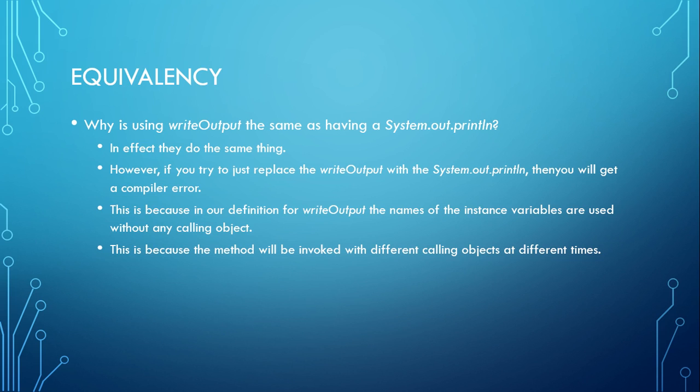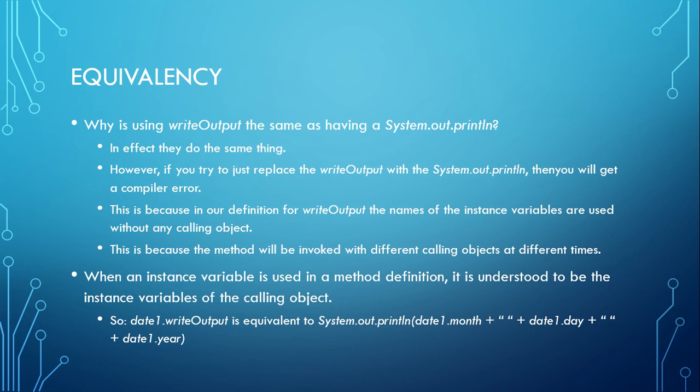Right? And this is because the method will be invoked with different calling objects at different times. So with our method, we can just do date1.writeOutput, and it just does what we want to do. Or we can do date2.writeOutput. If I didn't do that, I would have to write System.out.println statements each time for date1 and each time for date2. Which is, of course, a little bit of a struggle because now you have code that's less efficient. So classes are really a more efficient and better way to manage code here.